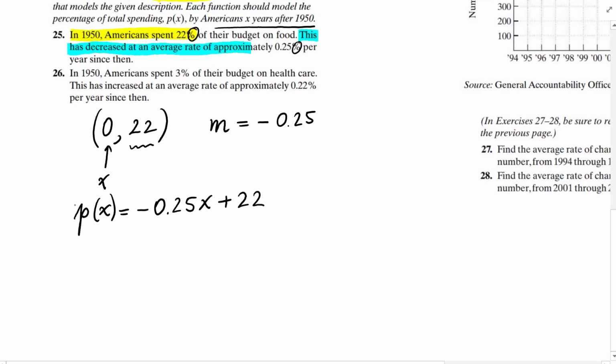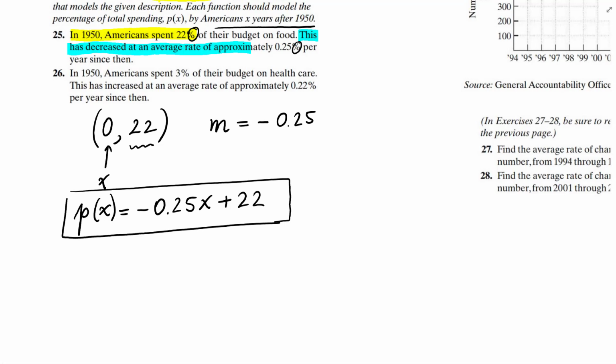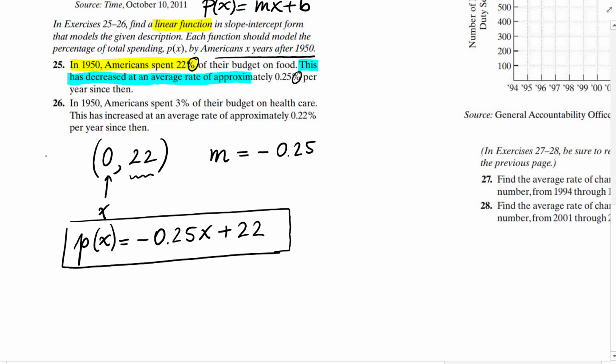So the percentage of total spending is given by this function. P of x equals negative 0.25x plus 22. So this was problem 25.